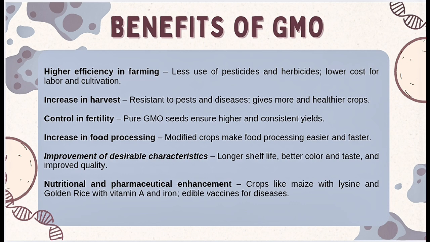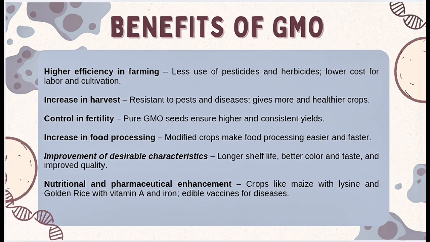First, higher efficiency in farming. GMO crops are designed to resist pests and herbicides. Because of this, farmers use fewer chemicals, spend less on labor, and save more money. It also makes farming easier and safer for the environment.